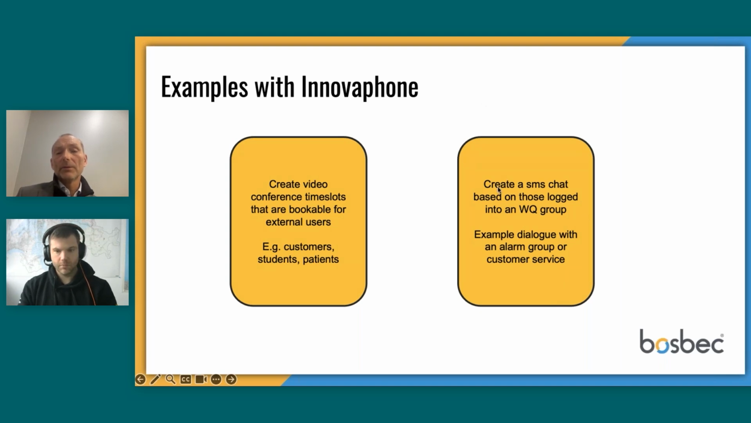The other example that I have is how I can create an SMS chat based on people that are logged into a waiting queue group. And this example could be, for example, for an alarm group or for crisis management, where I would like to have a chat with the people that are on duty right now in an alarm group, for example, in case of an incident.